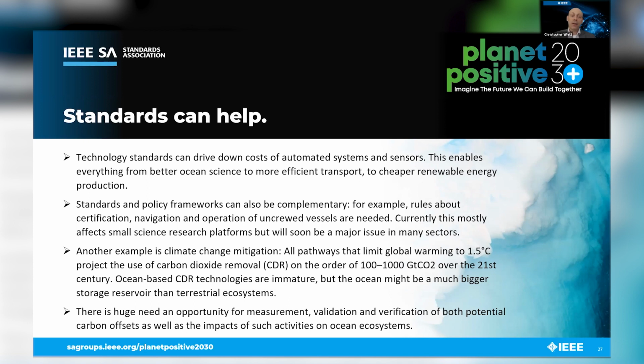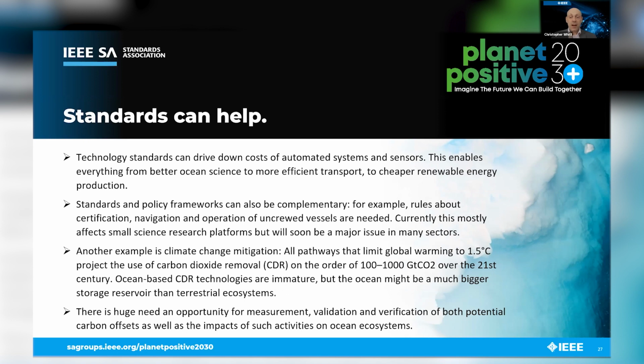And so the standards around the technology and the policy frameworks that regulate the technology have to be compatible, and they have to work across multiple jurisdictions. A really good example of this is climate change mitigation. Every pathway that we have in the IPCC reports that limit global warming to the 1.5C target assume the use of carbon dioxide removal on some large scale.